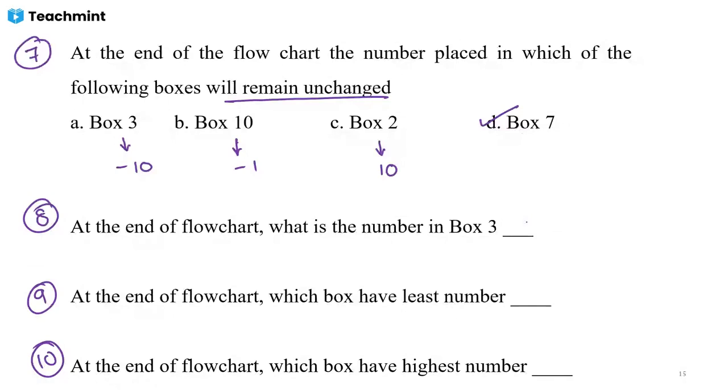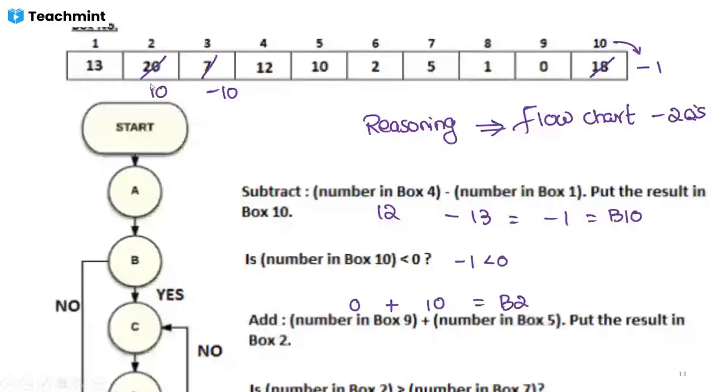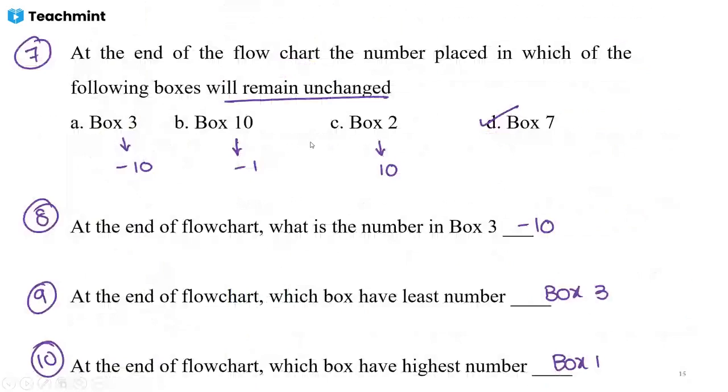At the end of the flowchart, box 10 is having -10. Which box is having the least number? Box 3 is having the least number. Highest number, my dear friends, is box 1, don't say box 2. A lot of people think box 2 is 20, but it's changed to 10. Box 10 was 18, that is also changed to -1. Only box 1 is having the highest number, least is box 3. So guys, they can ask you which box is having highest, least, like this. Got it right. Okay.